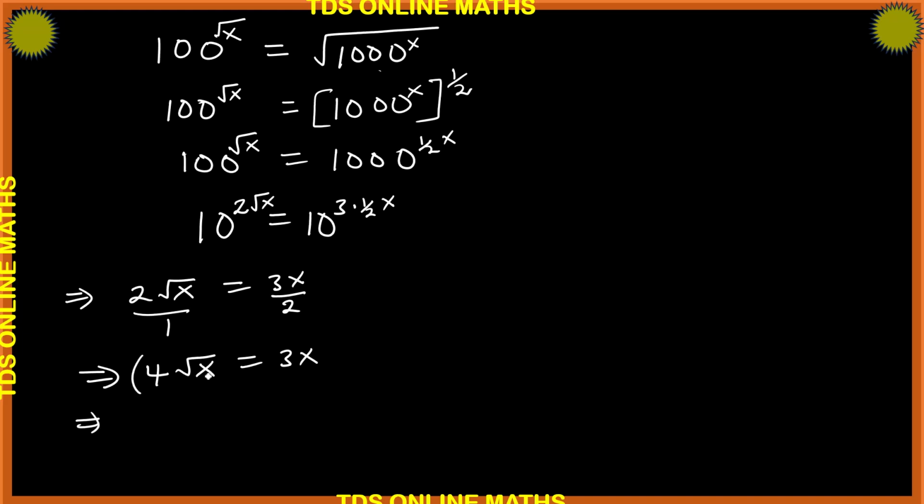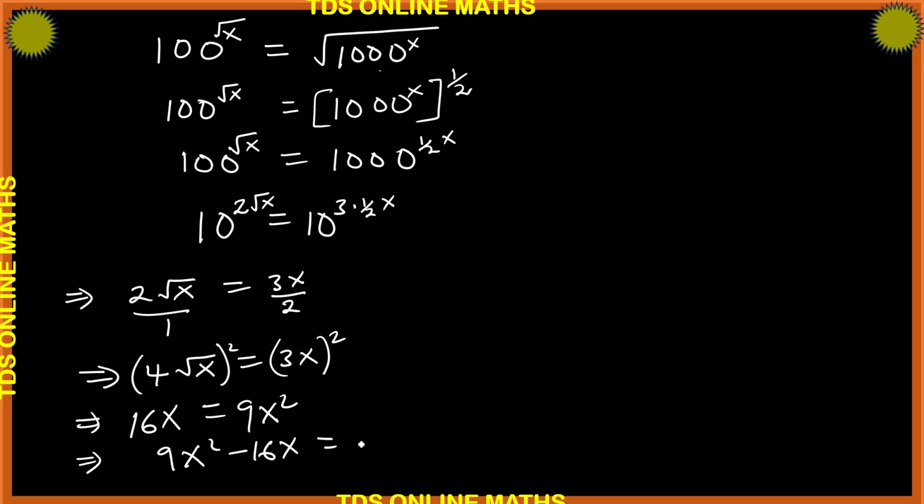Now let's square both sides just to get rid of the root sign. Squaring the 4 gives 16, and squaring the root x removes the root sign, giving x. This side will be 9x squared. So let's arrange it: we have 9x squared minus 16x equals 0.